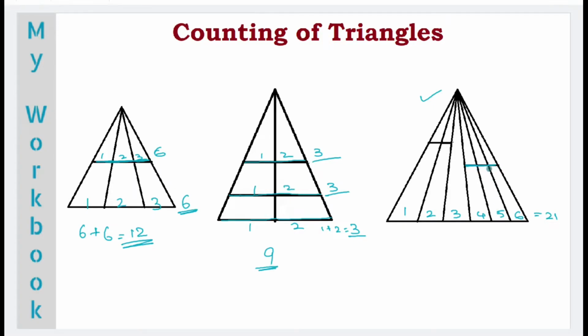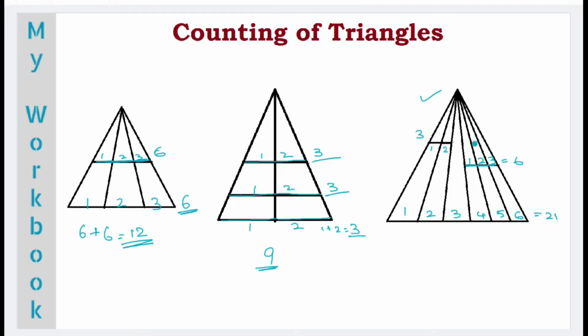This can also be base for some of the triangles. And how many segments are there? 1, 2, 3. So 1 plus 2 plus 3 will give you 6. 6 possible triangles with this as baseline. And here it's a smaller line with two segments, 1, 2. So with this baseline, the total number of triangles is 1 plus 2, that is 3.